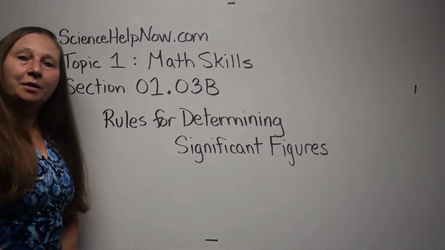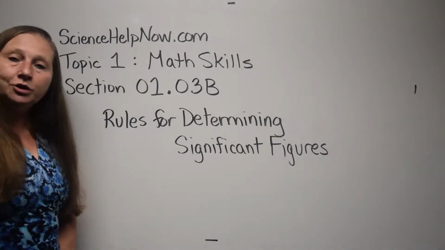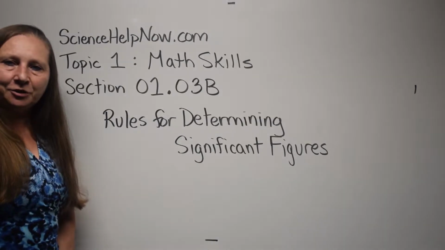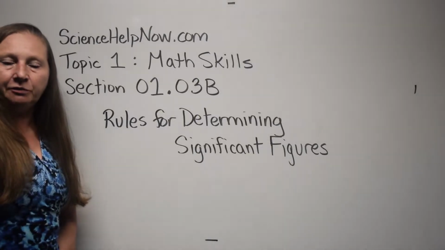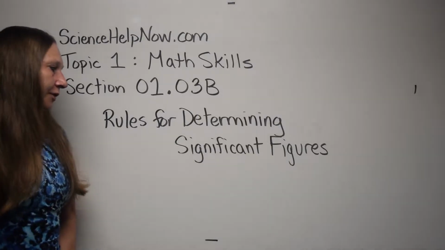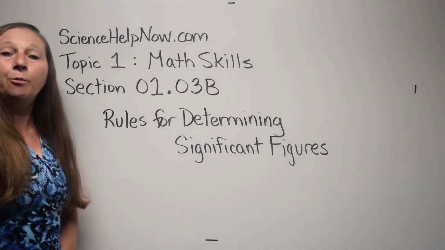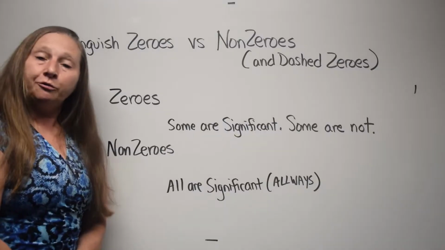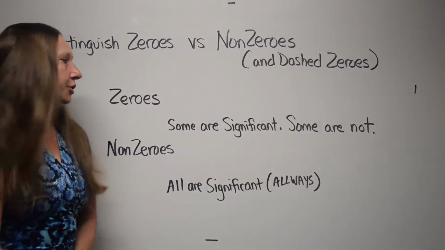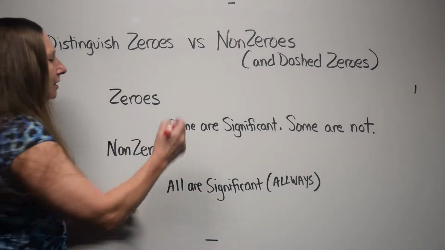This is Topic 1, Math Skills, Section 1.3b, the rules for determining significant figures. Now, in the last video, we learned why significant figures are important. In this video, we'll be learning how to determine, when looking at a number, how many of the digits are significant. Our first step is to distinguish zeros from non-zeros, and it's very straightforward.